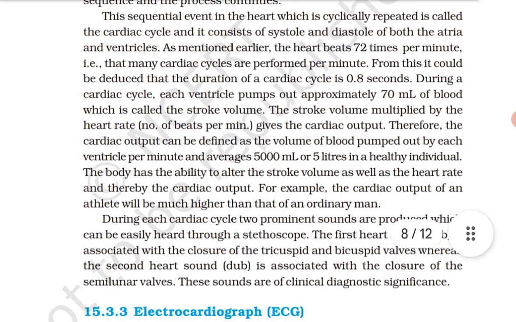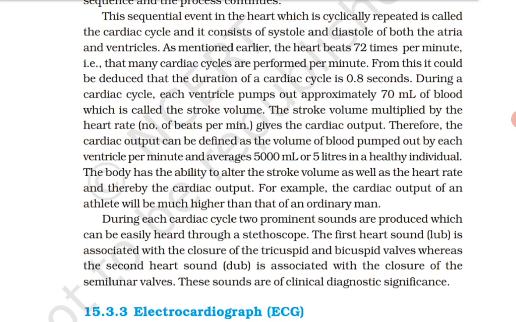Diastole means relaxation. As the tricuspid and the bicuspid valves are open, blood from the pulmonary veins and the vena cava flows into the left and the right ventricle respectively through the left and the right atria. The semilunar valves are closed at this stage.